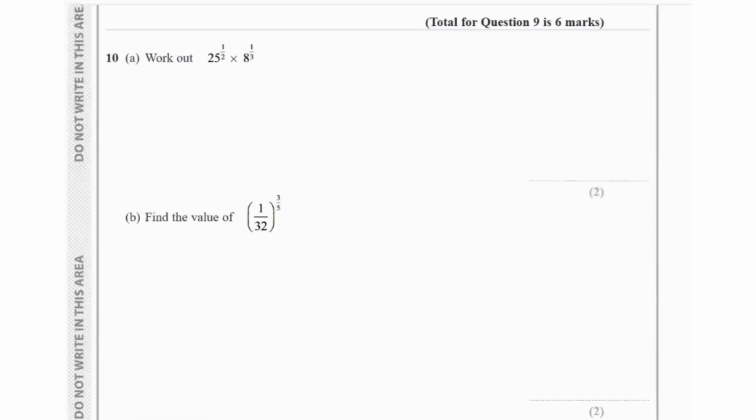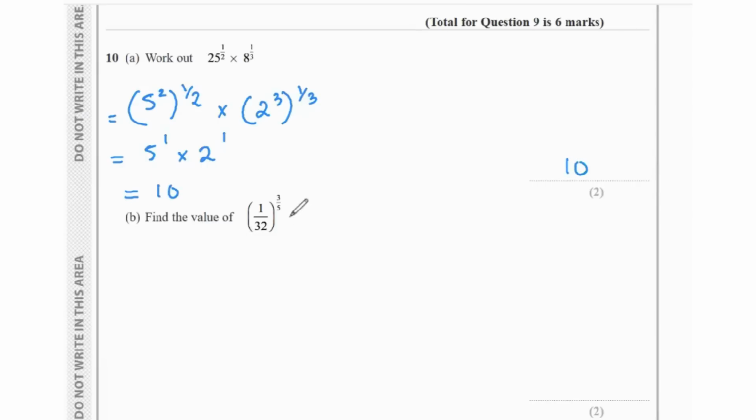Work out 25 to the power of 1 over 2 times 8 to the power of 1 over 3. So let's rewrite 25 as 5 squared. Write it in the base of its prime factor, and 8 can be rewritten as 2 cubed. When you have a power inside the bracket and outside the bracket, you multiply those powers. So 2 times 1 over 2 is 1. So 5 to the power of 1 times 2 to the power of 1, which is 10.